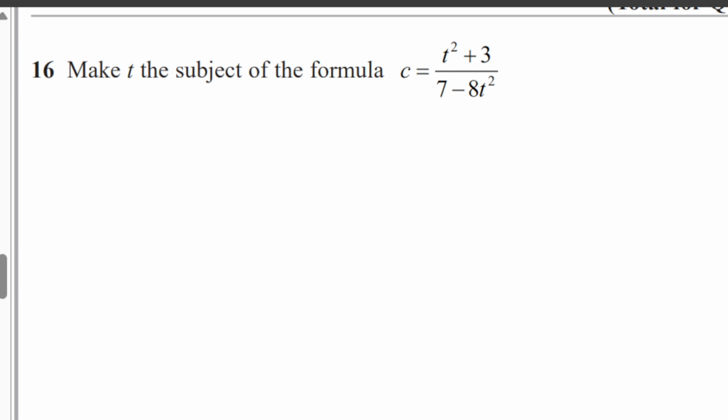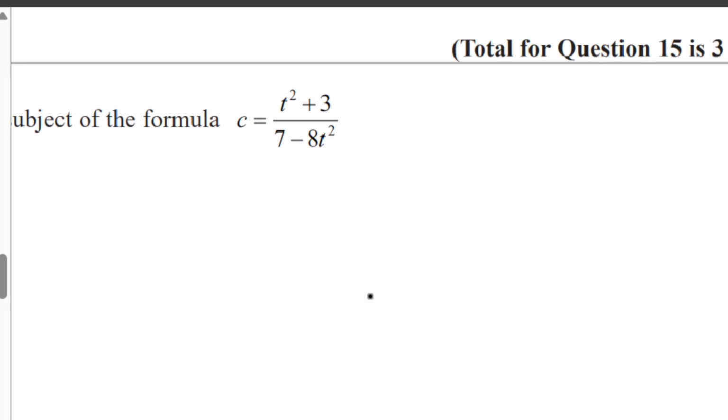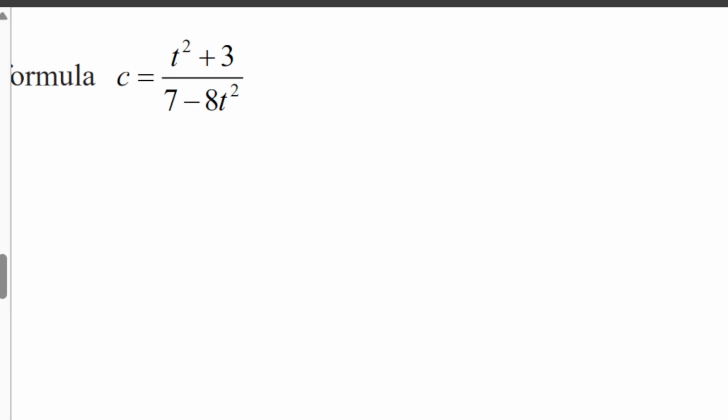Question 16 is 4 marks. The question says make t the subject of this formula. You can pause the video and try it yourself. So to make t the subject, we need the t to be on one side and everything else on the other side. How do we do that?